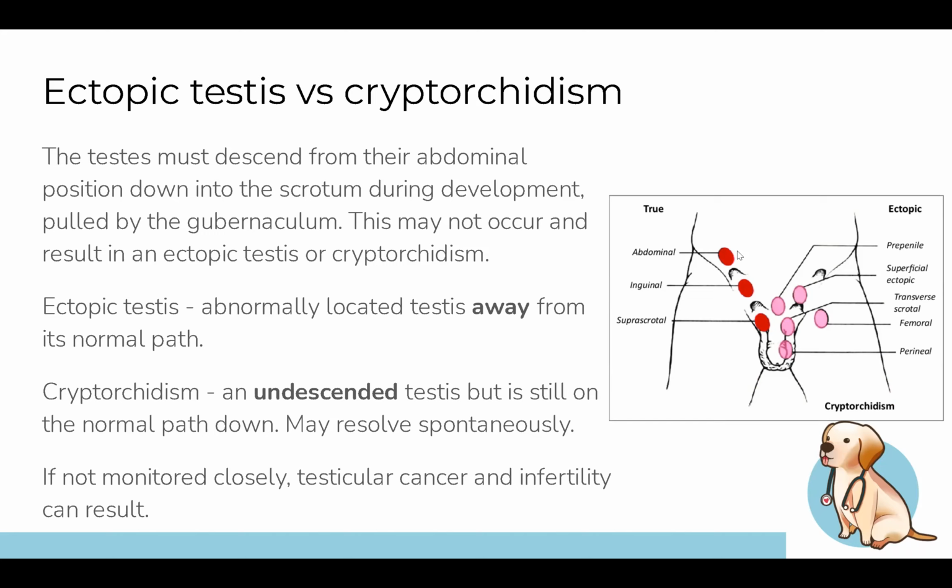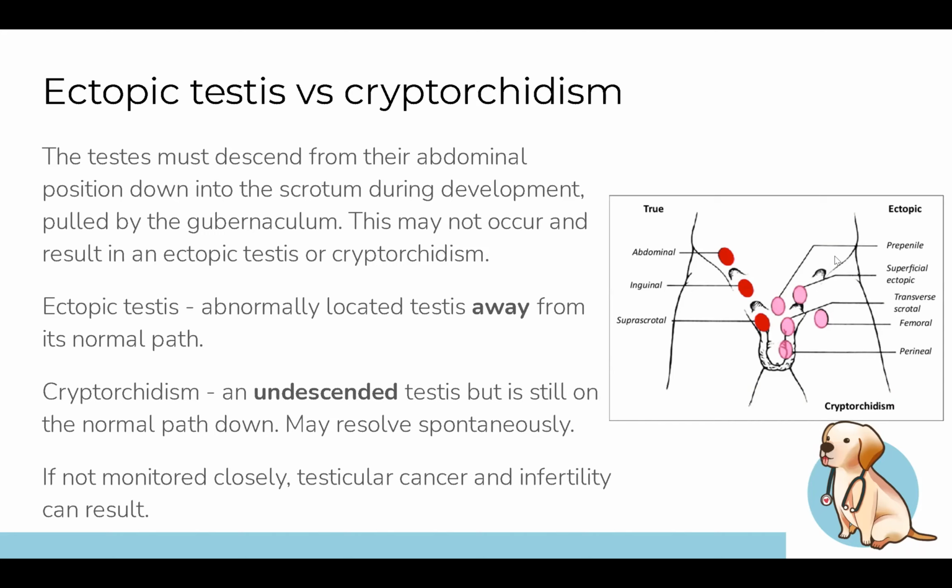Sometimes it doesn't do that. It doesn't descend properly. It might be stuck in the abdomen, not even moving down into the inguinal canal, or it might get stuck in the inguinal canal. That's called cryptorchidism, which is essentially an undescended testis. It didn't go all the way down. Okay. Often they'll later move down. Sometimes they won't, which becomes a bit of a problem.